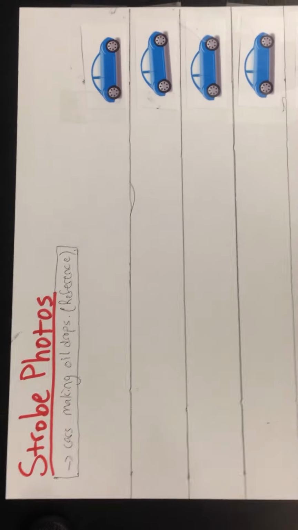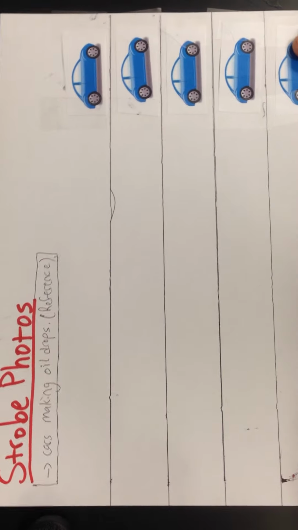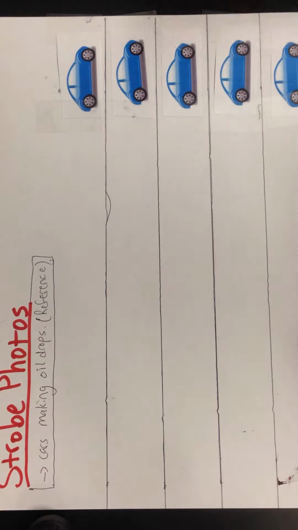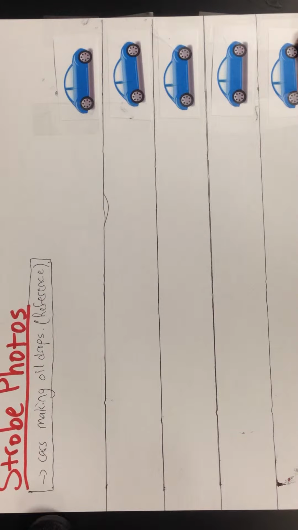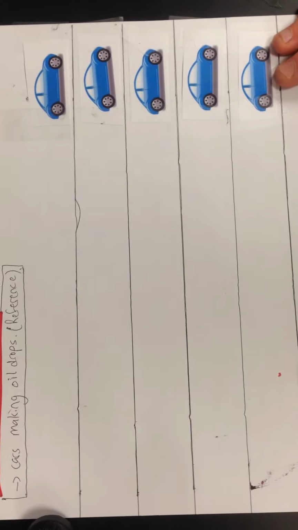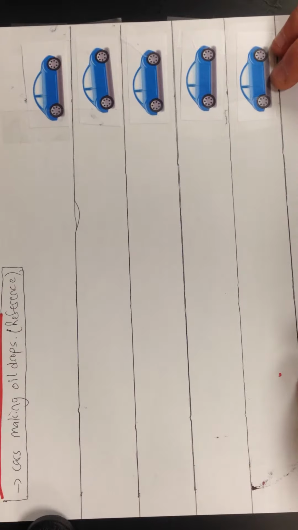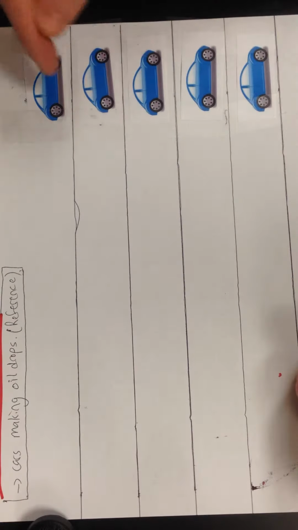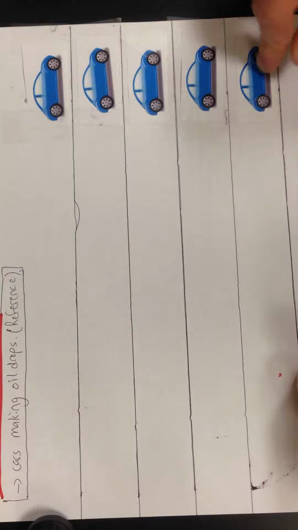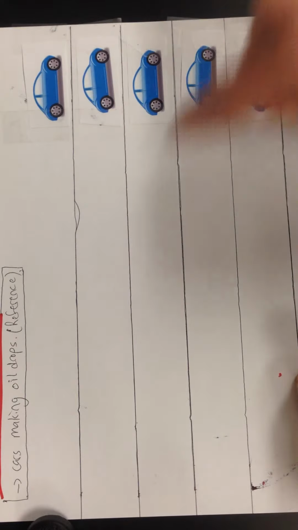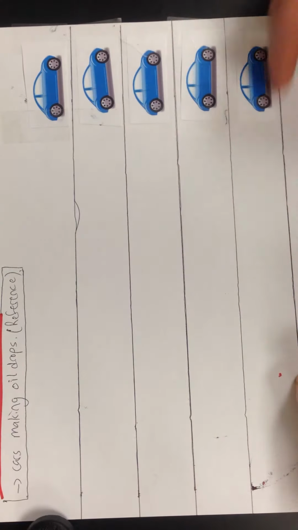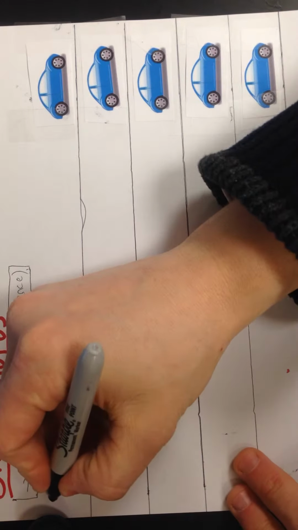Alright, so you could also make a type of strobe photo with just oil drops from a car. Right, so I'm going to obscure the title here. I'm going to say cars making oil drops. These are really our big reference for our notes right here. We're going to have 5 examples. So you could draw a car at the right side for 5 different rows. And our first example is going to be slow.